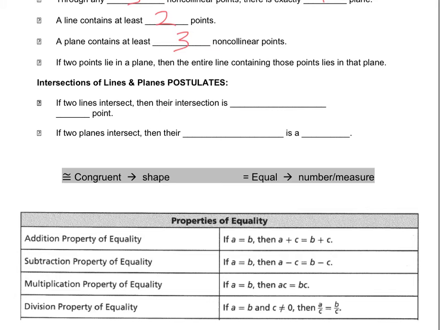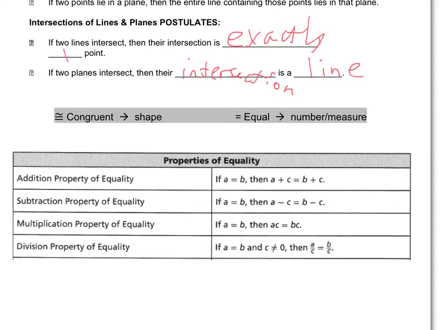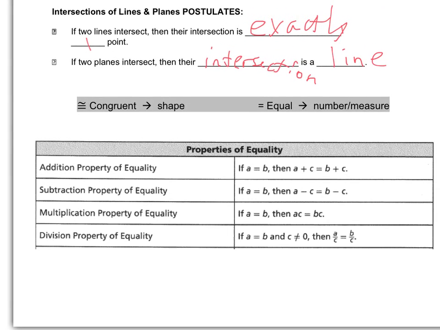Intersections of lines and planes. If 2 lines intersect, then their intersection is exactly 1 point. If 2 planes intersect, then their intersection is a line. Okay? So just some examples of some postulates that we're working with.